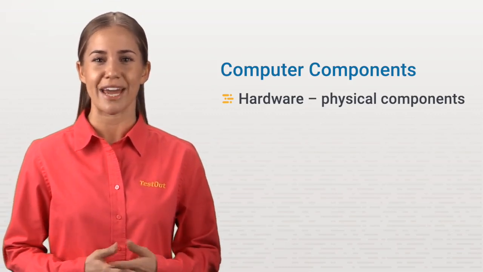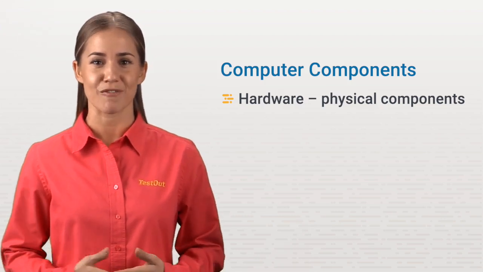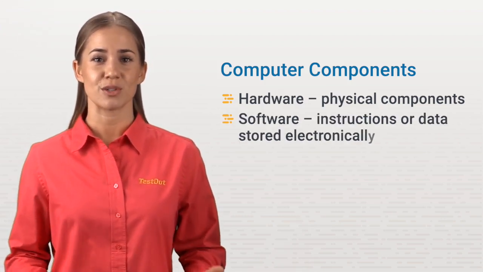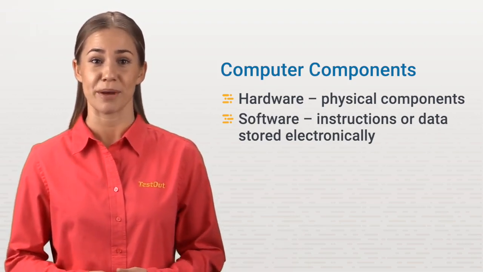By itself, hardware can't do much. It needs instructions to tell it what to do. These instructions come from the software. Software refers to instructions or data that are stored electronically, either on a hard drive or on a special chip.